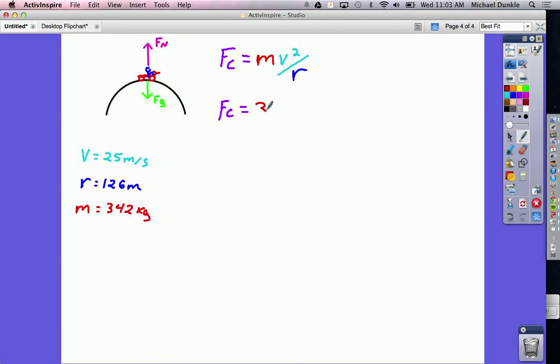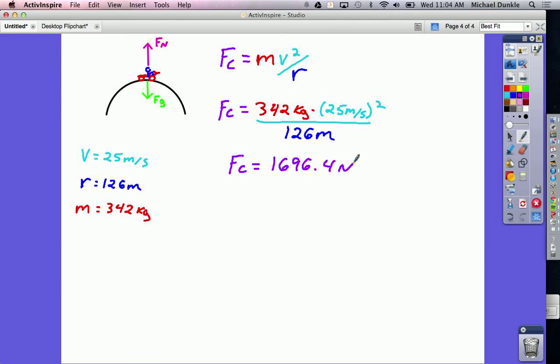The mass being 342 kilograms, the speed being 25 meters per second, and the radius being 126 meters. When I plug that into my calculator, I find that the centripetal force is 1696.4 newtons. Now we're going to solve for the normal force.